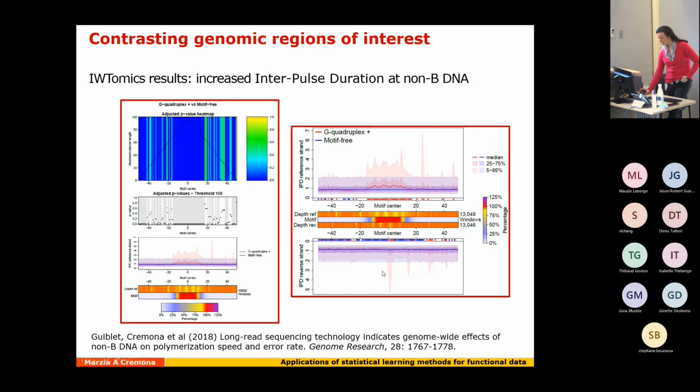At the bottom, we see the other strand of the DNA. The interesting thing about G quadruplexes is that they form where the Gs are, so they form only on one of the two strands of the DNA. So what we see is that there is a huge increase in time where the G quadruplex is, but we do not see the same shape on the opposite side.